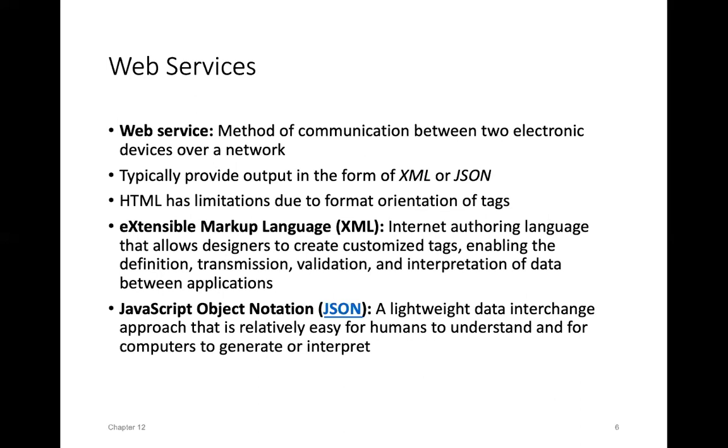We'll look at an example very shortly. JavaScript Object Notation, JSON. Whoever came up with these names, they just kind of thought, let's think of a name that people can remember, and JSON was easy to do. So what's it say? A lightweight data interchange approach that is relatively easy for humans to understand and for computers to generate or interpret. So we're talking about web services, applications online interacting with each other. If they want to share data, if they want to exchange data, typically these systems will use either XML and or JSON to facilitate their interaction. Let's look at some examples in the next couple of pages.